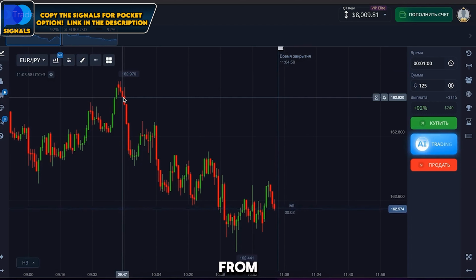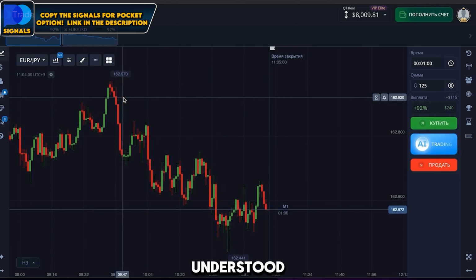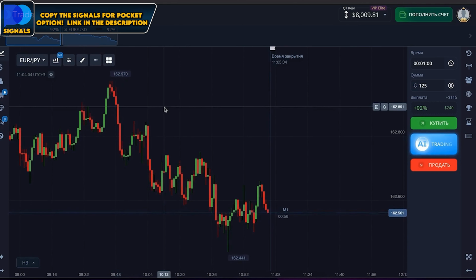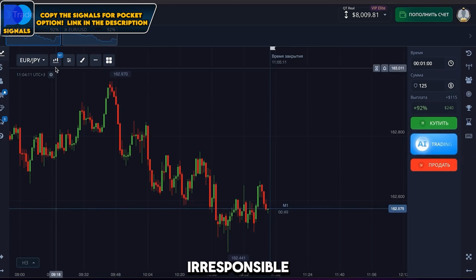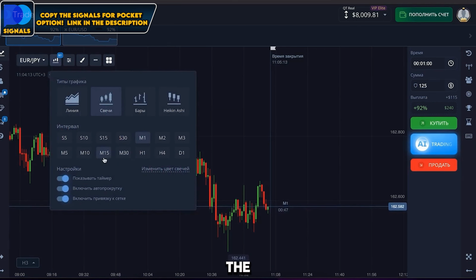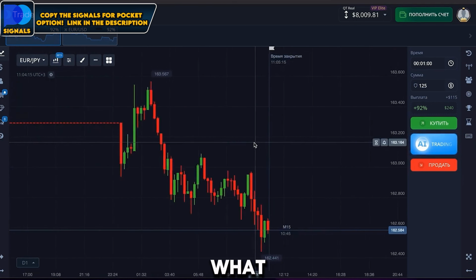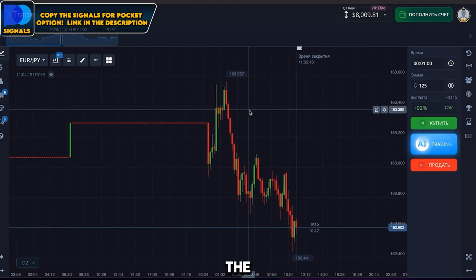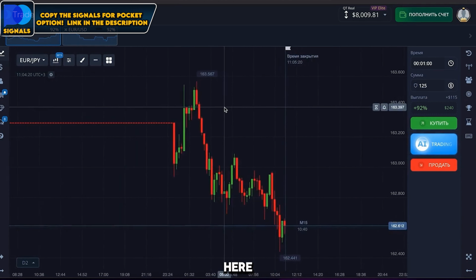Yes, from the cover alone, you probably understood that any schoolchild can handle this because there is nothing complicated here. At the moment, according to the date, it is Monday. We opened without an irresponsible pair, so let's immediately switch to the 15-minute interval. What do we need to do here? We entered the 15-minute interval, and what do we see here?